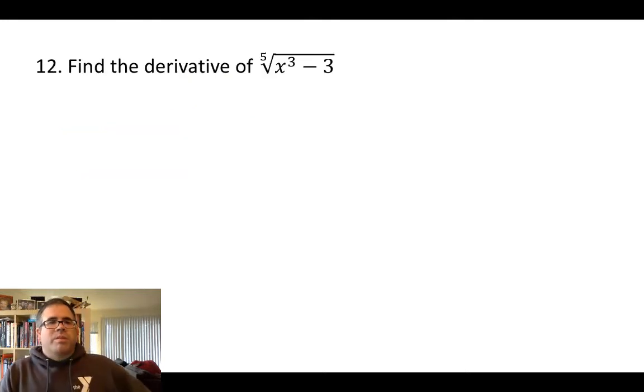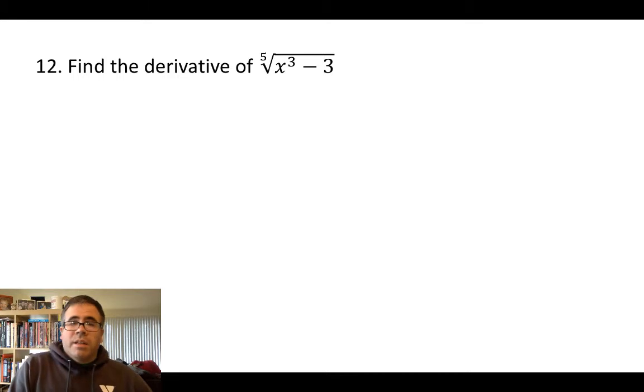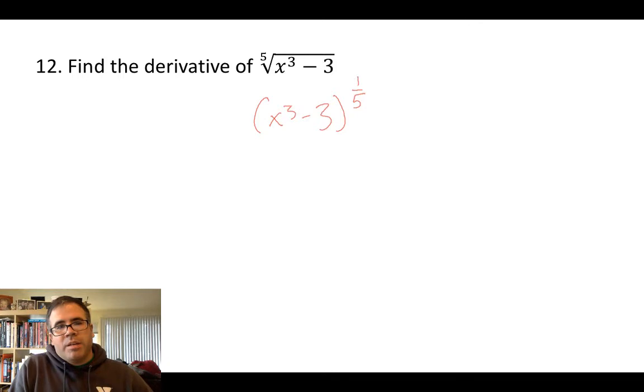Finally, a straightforward question. Find the derivative of the 5th root of x to the 3rd minus 3. All right? Find the derivative. So we have this. We're going to rewrite it as x to the third minus 3 to the 1/5 power. So if you see this number nestled here, we can turn that into a rational power where that is the denominator. And then we apply the power rule.